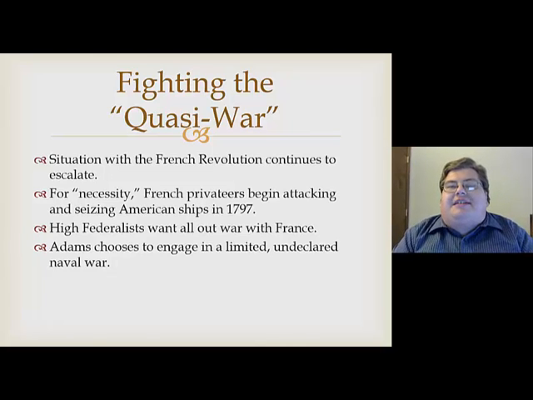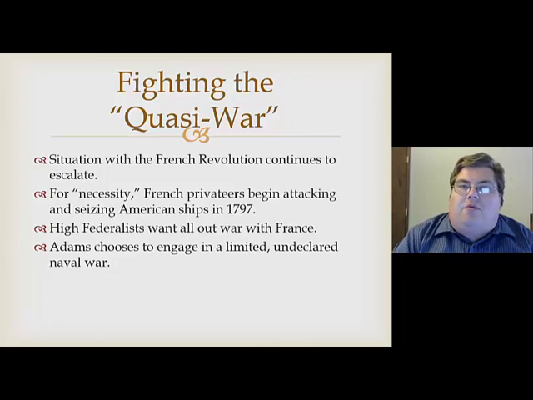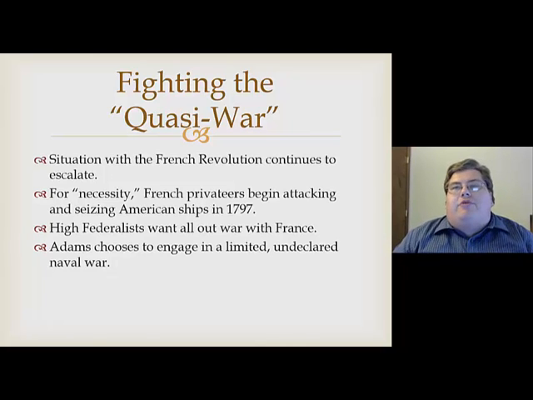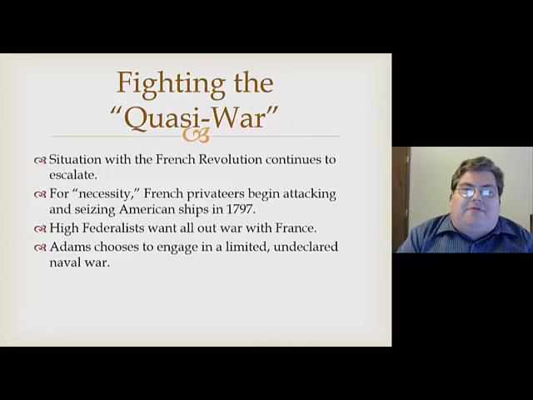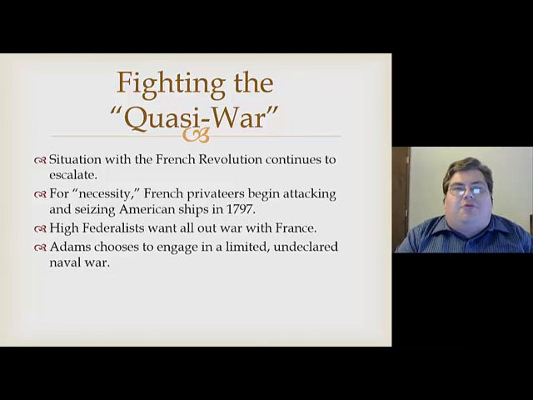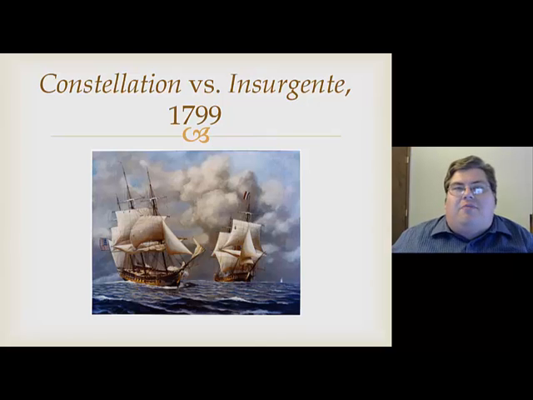So what he chooses is a limited, undeclared naval war. He orders that American merchant vessels be armed for their protection. The Navy had just begun, and their construction was rapidly enhanced, of 6 wooden frigates. The idea being, we're going to build this really tiny genesis of a navy. The thought was, let's not escalate the war with France, but let's at least show we are not going to be pushed around. And so out of this, we're going to have a number of naval battles.